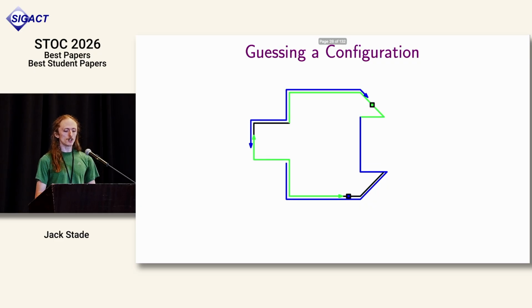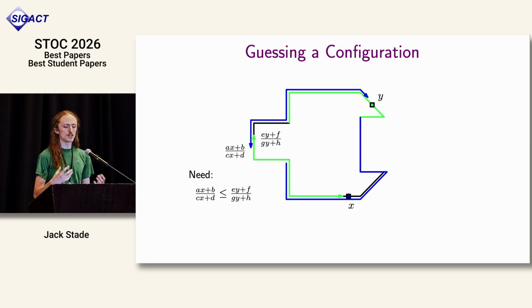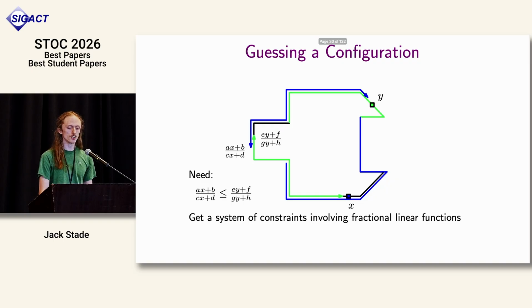So if I have some guarding configuration and I look at the visibility regions, which I now think of as functions of the guard positions, I get a constraint satisfaction problem based on the combinatorics of these visibility regions. And I can see, for example, in this version, in order for this to be a guarding configuration, I want the top of this green arrow to be above the bottom of the blue arrow. And so I get a constraint involving these fractional linear coefficients.